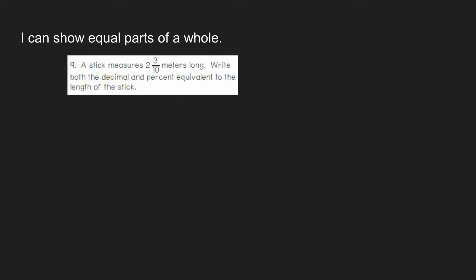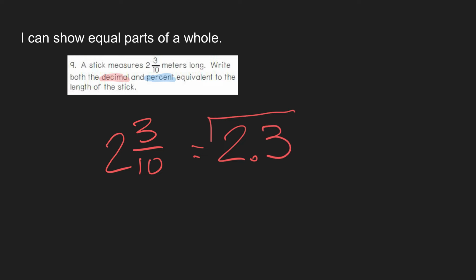All right, number 8. A stick measures 2 3/10 meters long. Write both the decimal and the percent. So both the decimal and the percent equivalent. Okay. So 2 3/10 would equal 2.3. So there's our decimal.